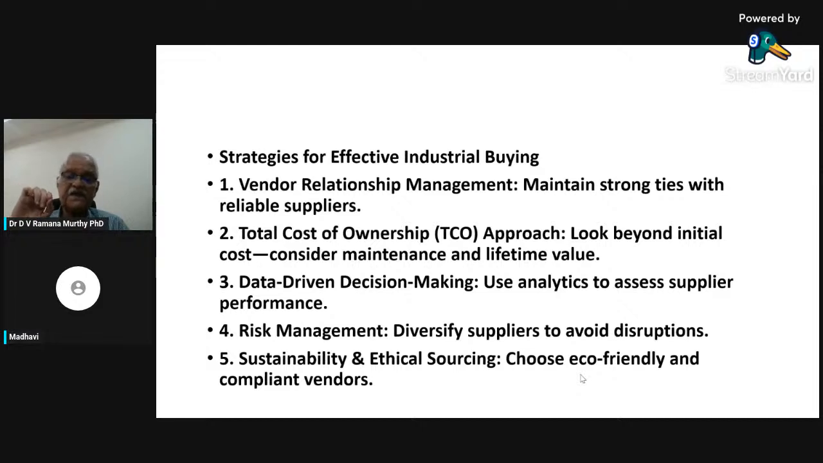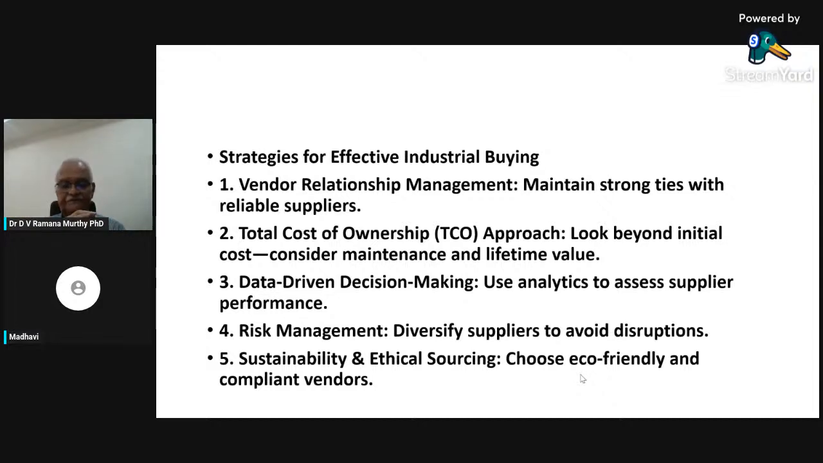Please keep suppliers A, B, C, D, E in your book. Don't restrict yourself to A and B. Take C and D also. In taking the decision of including C and D, it is risky. Again, you have to bear this risk in order to avoid disruptions. That's why diversify suppliers. Don't stick to one or two permanently. That's a strategy. Fifth one is sustainability and ethical sourcing.